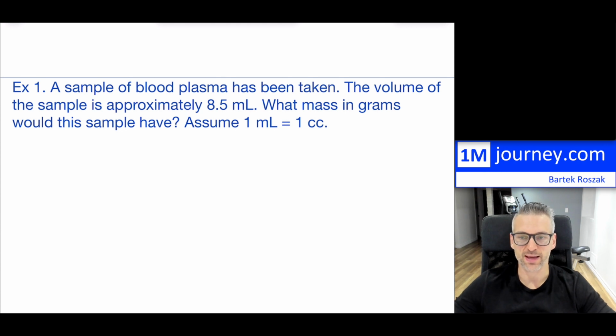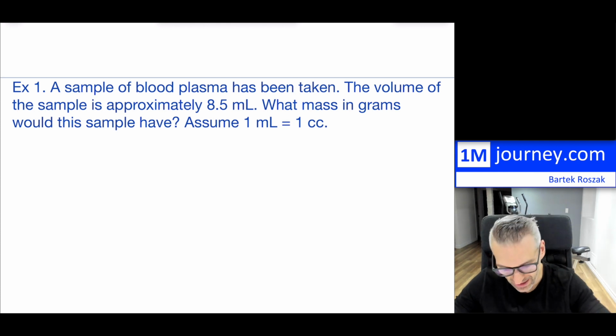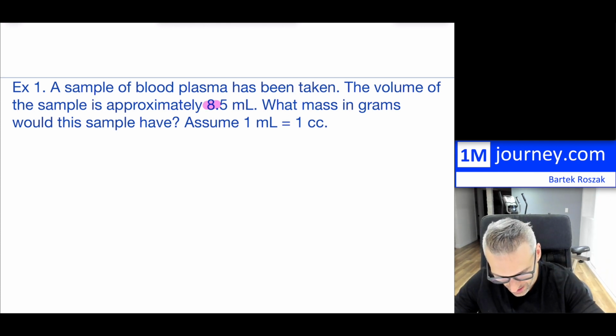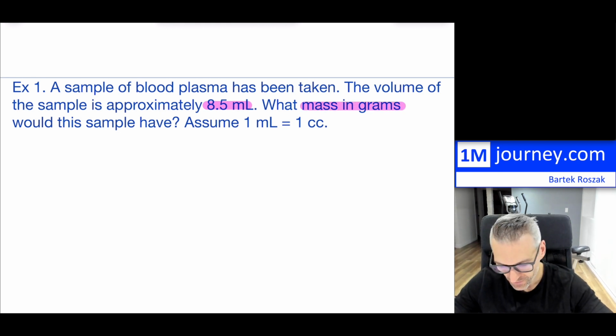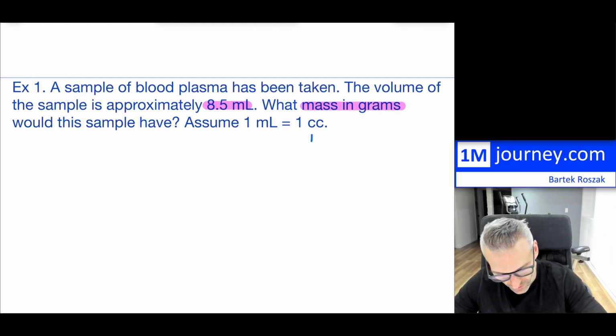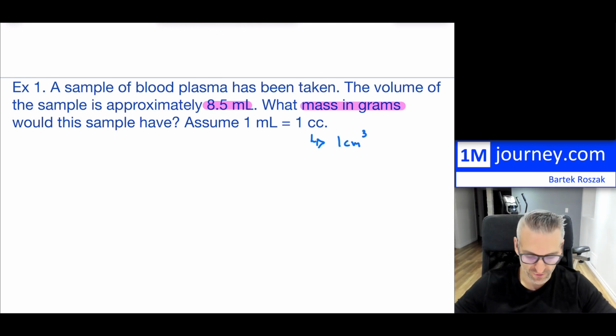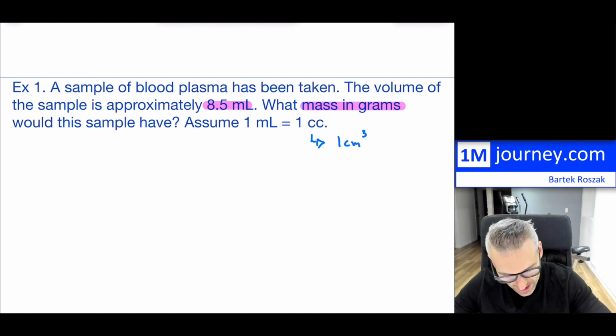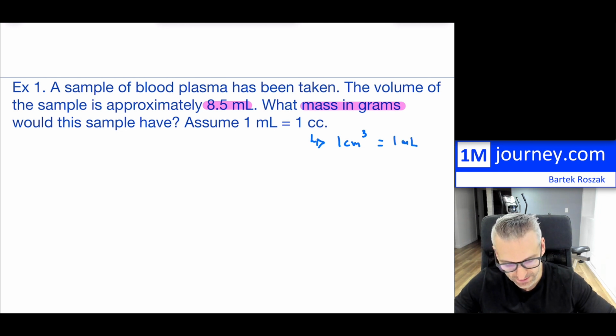So here it says we have a sample of blood plasma, and it has been taken. The volume of the sample is approximately 8.5 milliliters. So we have that which is given to us. What mass, and notice we want the mass in grams, would this sample have? Now we can assume, and this is a common assumption, that 1 milliliter will equal 1 cc, which is nothing else but centimeters cubed. The first C is centimeters, the cubed is the second C, and we just call that cc's. So that means that we have this relationship in between.